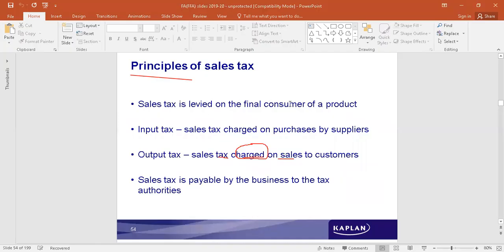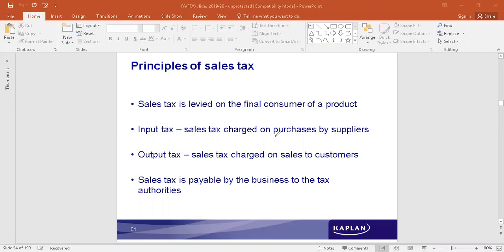Now, sales tax is levied on the final consumer of a product. It is an input tax, sales tax charged on purchases by suppliers. If the supplier is collecting from the business, it is an input tax. Otherwise, if it is collected from the customers by the business, it's an output tax. Now, how would it be treated? When sales tax is collected by the seller, he has a liability to discharge it, or pay it off to the government.